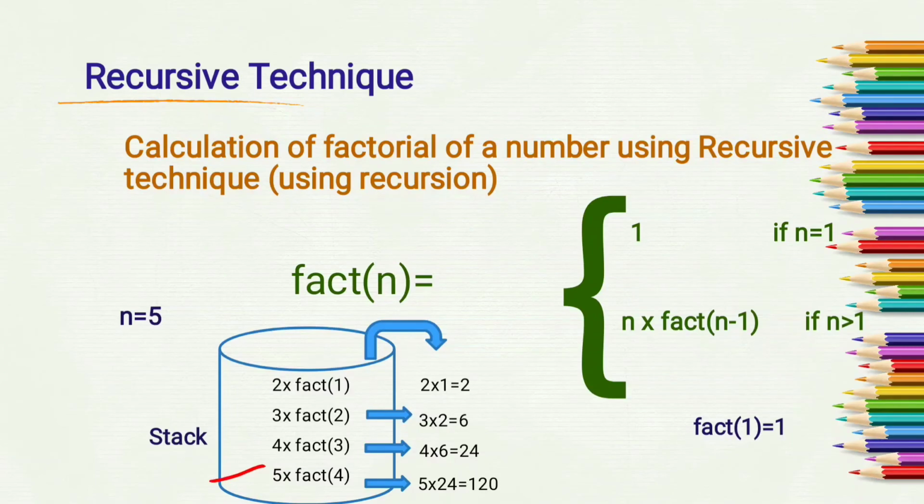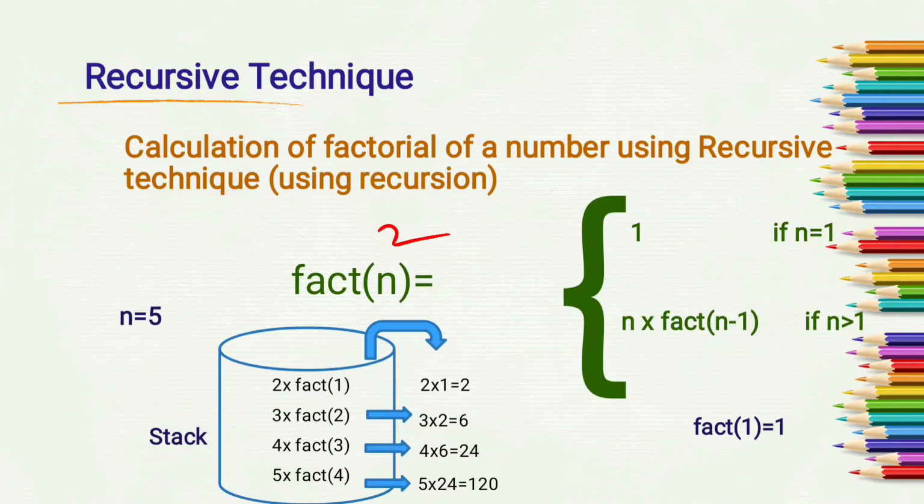As this expression is not completed, what will the compiler do? It stores this expression 5 into factorial 4 in the stack. Now the value of n is 4. This condition is true, so the expression will be 4 into factorial of 3. As this calculation is also not complete, the compiler will also push this expression into the stack. Now the value of n is 3 because it is calling itself. So the expression becomes 3 into factorial of 2, which is also not complete. So the compiler will push this expression into the stack.